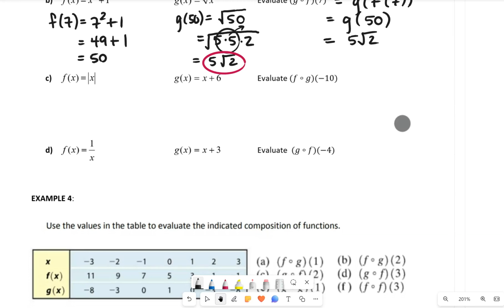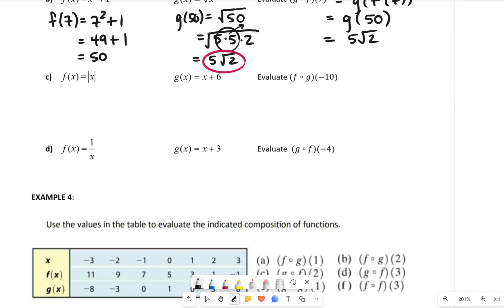All right, let's try one with absolute value. So I am going to now rewrite this. So f of g of negative 10. So let us take care of that. g of negative 10 tells me to go to my g function and replace x's with negative 10. And in the process of doing so, negative 10 plus 6 is a negative 4.